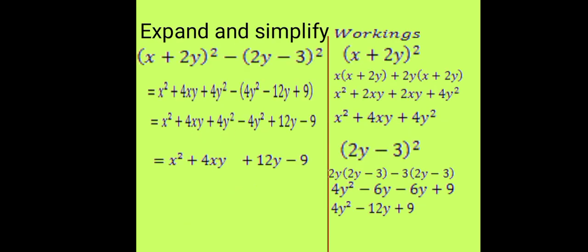Expand and simplify. Now, if we expand this equation, look alongside how I expanded. So they have expanded the first part and the second part, bringing them together. We have x squared plus 4xy plus 12y minus 9 as our answer.